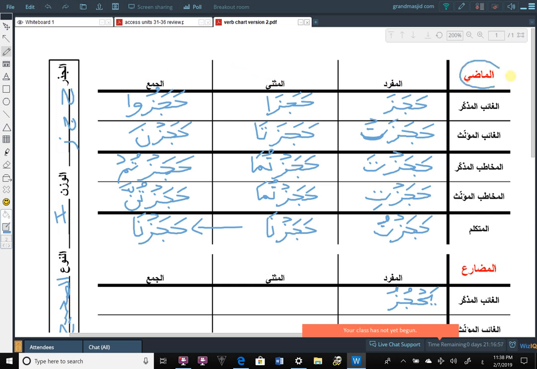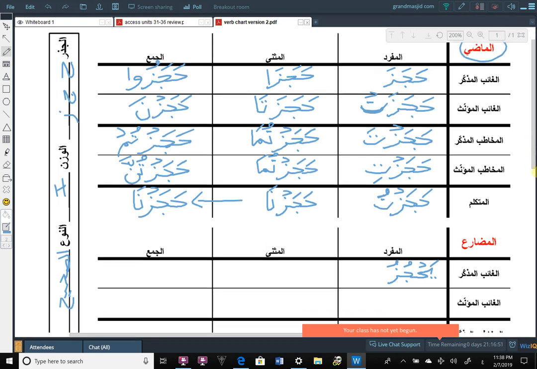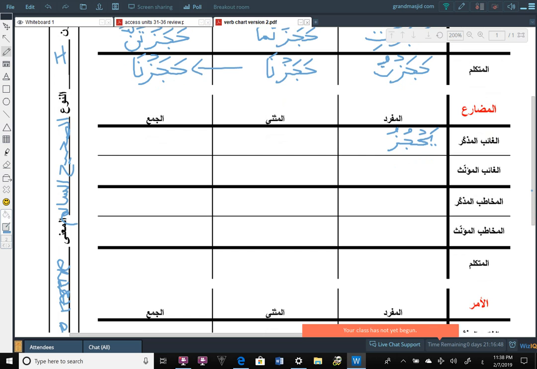That is the fi'l madi, the past tense. Now, the present tense. Al-mudari', yahjuzu. If we notice that our middle letter here has a dhamma on it, not like yajlisu with a kasra or something with a fatha. Rather, yashrabu. Here it has a dhamma. That's what we want to pay attention to on our present tense.